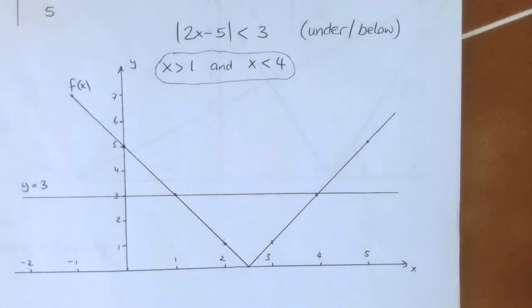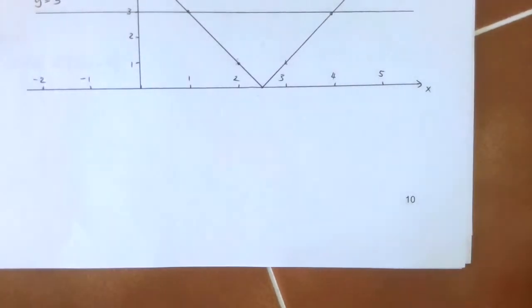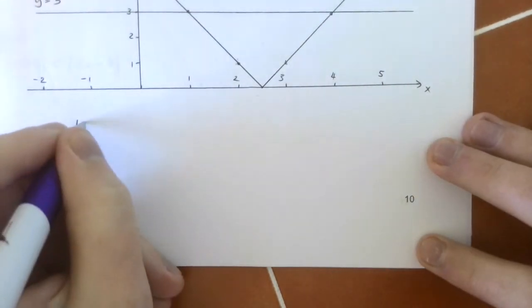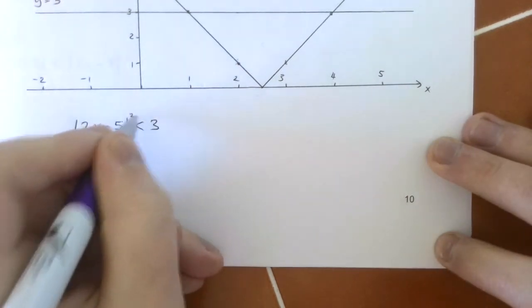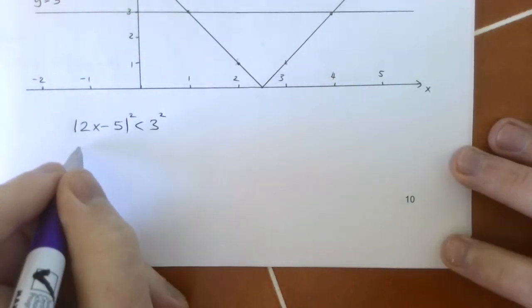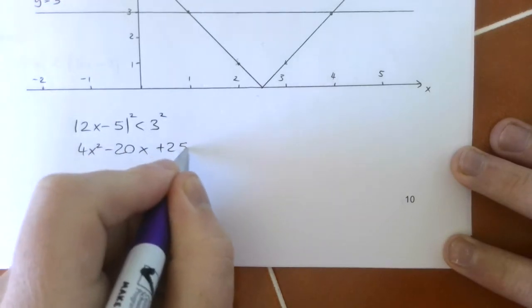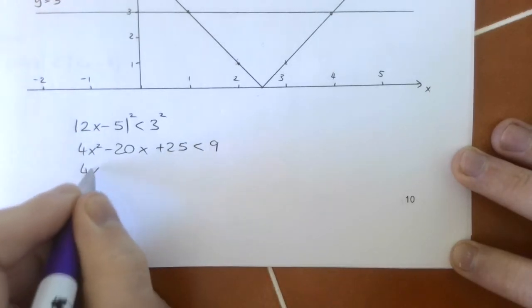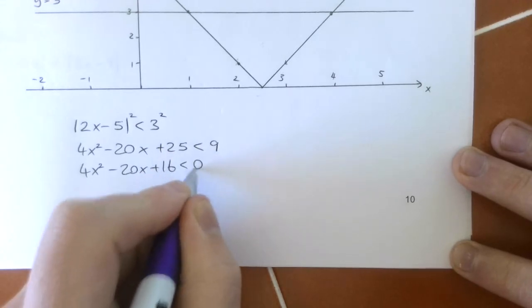Now, if you prefer to solve it using the algebra method, which a lot of people I think would prefer, I'll just do that underneath here very quickly. So we've got modulus of 2x minus 5 is less than 3. I need to square both sides to get rid of all the negative values. So it's going to be 4x squared minus 20x plus 25 is less than 9. Take my 9 over and change the sign, so it's 4x squared minus 20x plus 16 is less than 0.